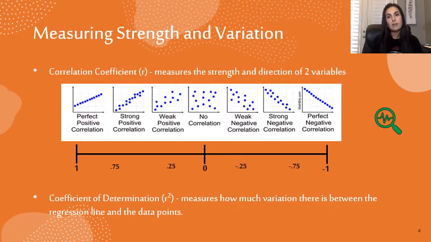Then we have something called the coefficient of determination, which is r squared. So it's just the correlation coefficient squared. Your coefficient of determination cannot tell you a direction, but it does measure how much variation there is between your regression line, so between that regression line and all of the data points around it.